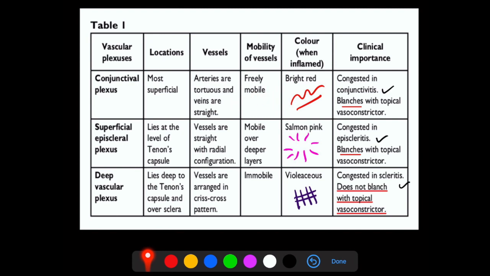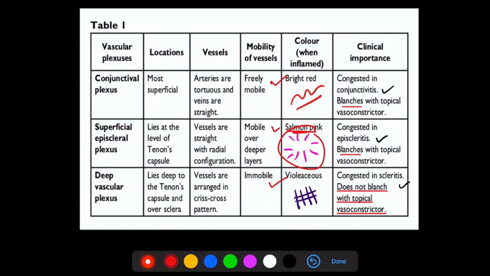Contrary to this, in the superficial episcleral plexus the vessels are straight, and they have a typical radial configuration. They are salmon pink in color. That is important. The deep vascular plexus is arranged in a crisscross pattern. They are immobile and they are violaceous in color. So note the color difference: this is bright red, this is salmon pink, and the deep vascular plexus is violaceous.